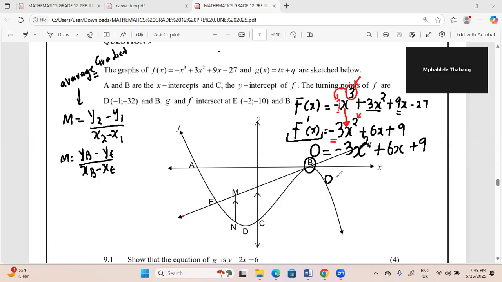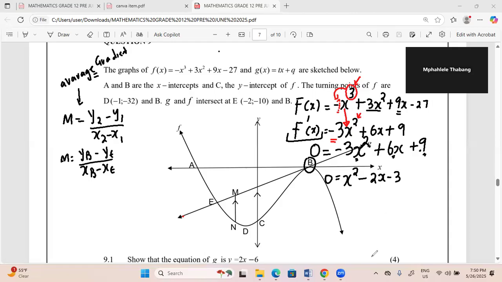So 0 equals, I'm going to divide every term by negative 3, just because negative 3 is able to go into each and every term here. Every term is divisible by negative 3. If we divide negative 3x squared by negative 3, we are left with x squared. If we divide 6x by negative 3, we are left with negative 2x. If we divide 9 by negative 3, we are left with negative 3.